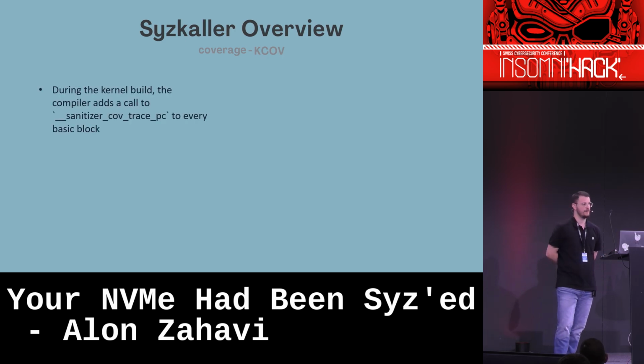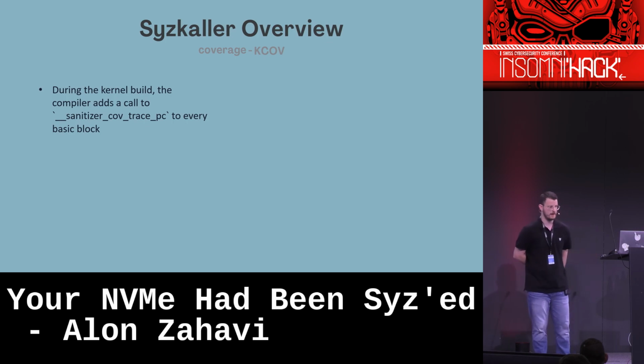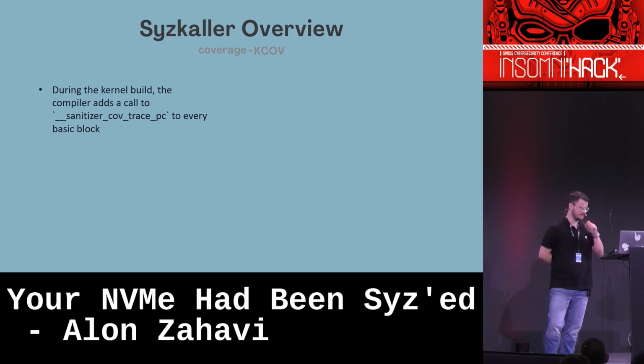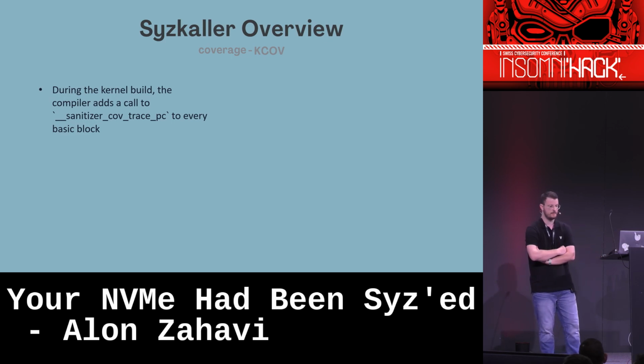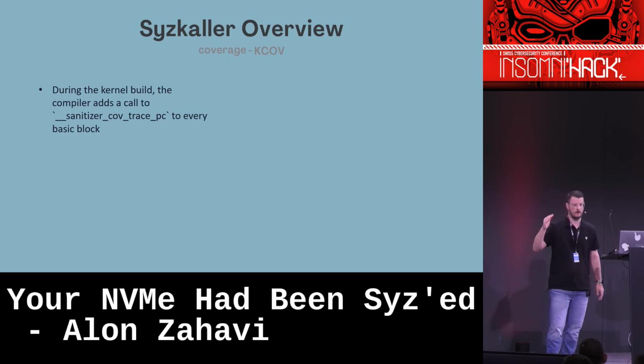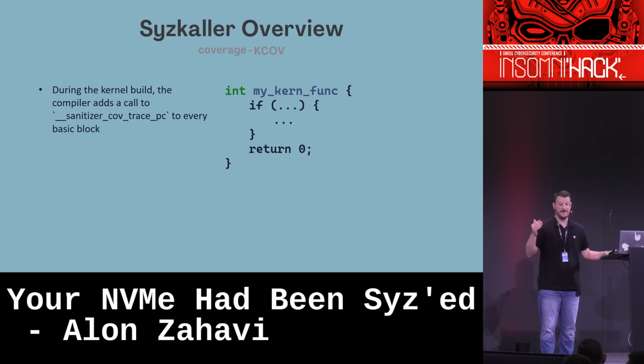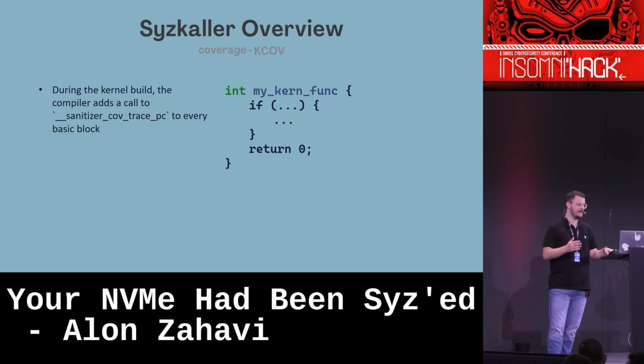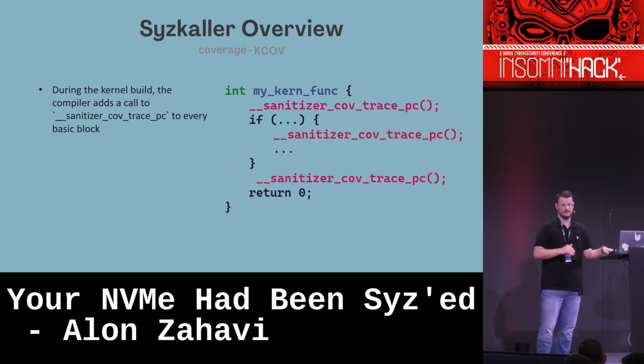Let's see how we can use the kcov, what's the underlying stuff that happens. So when we build the kernel, the compiler adds this sanitizer cov trace pc function to every basic block. So in the case of this function, myKernfunc, we have 3 basic blocks. So when building the kernel, we'll see that it adds the call for the function 3 times.